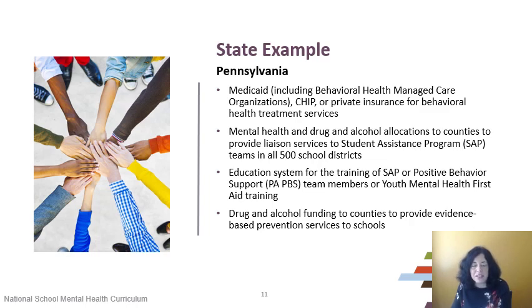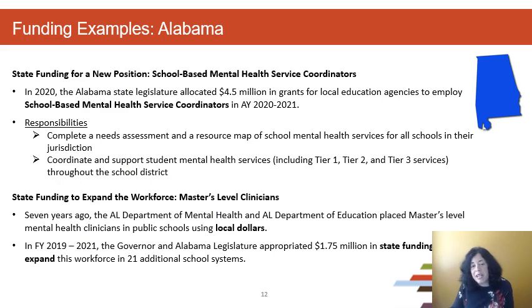Funding to support their system has come from fee-for-service revenue, mental health and substance use allocations, education training funding, and drug and alcohol funding to counties to support prevention efforts. Now I would like to share several outstanding school mental health funding examples from the Southeast region.